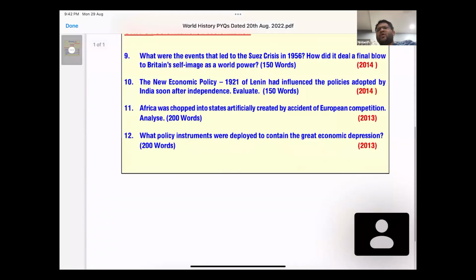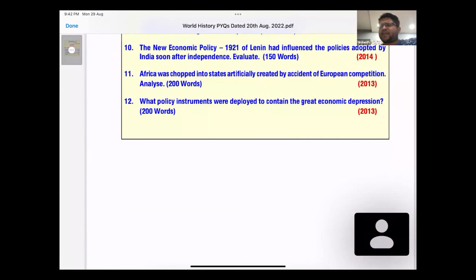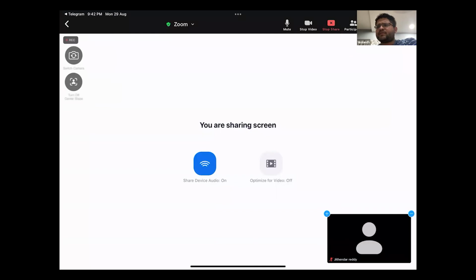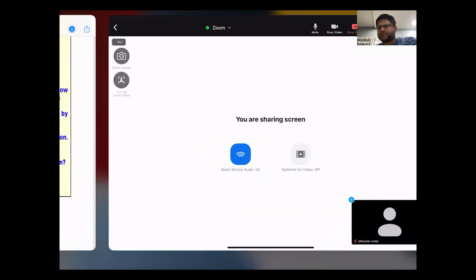You see the last question. What policy instruments were deployed to contain the Great Economic Depression? It is called the GED of 1929. So Great Economic Depression. Take a couple of minutes and give the framework. Yeah. Good. Santosh, it's a good framework.